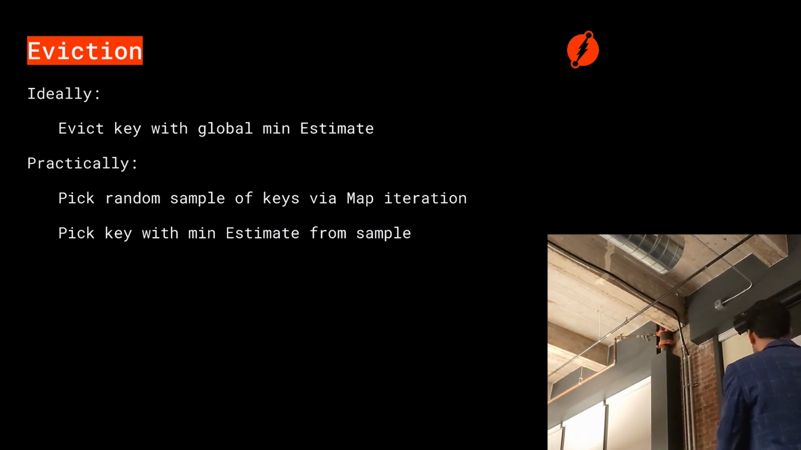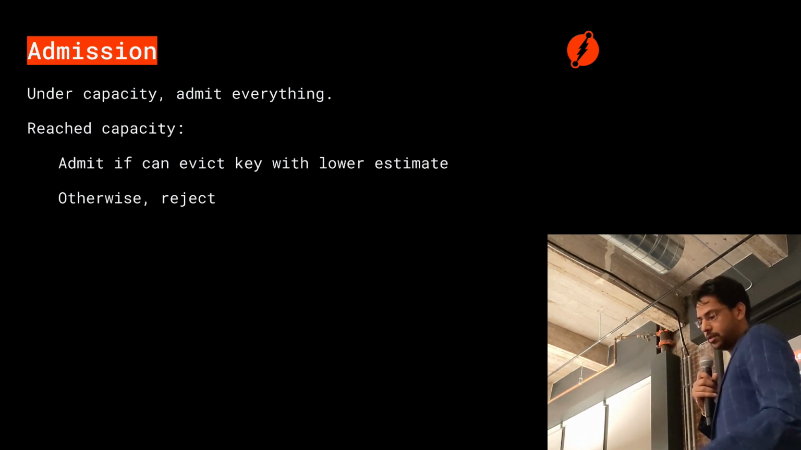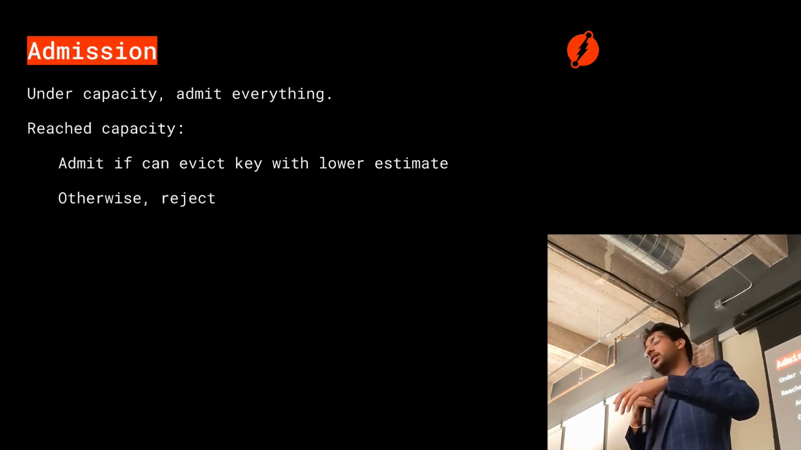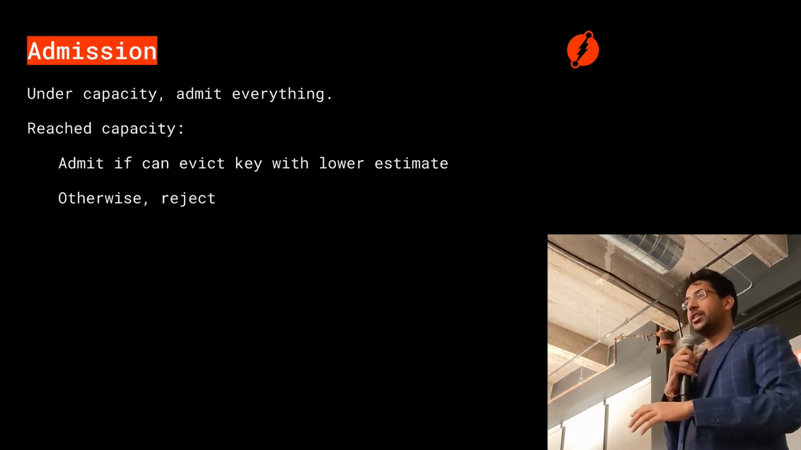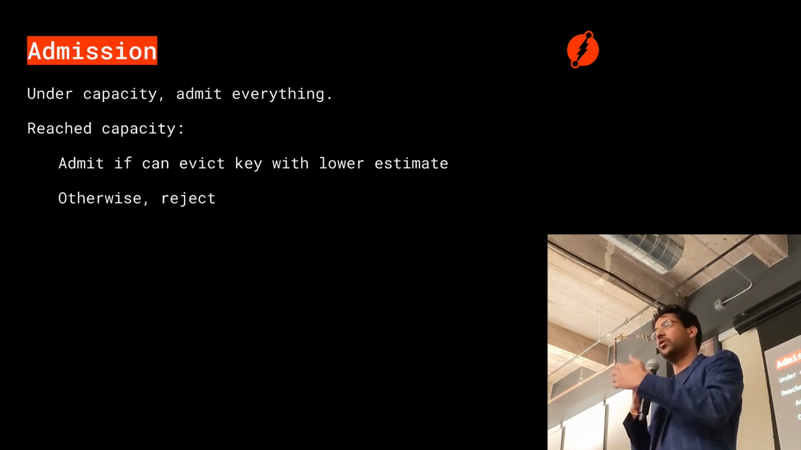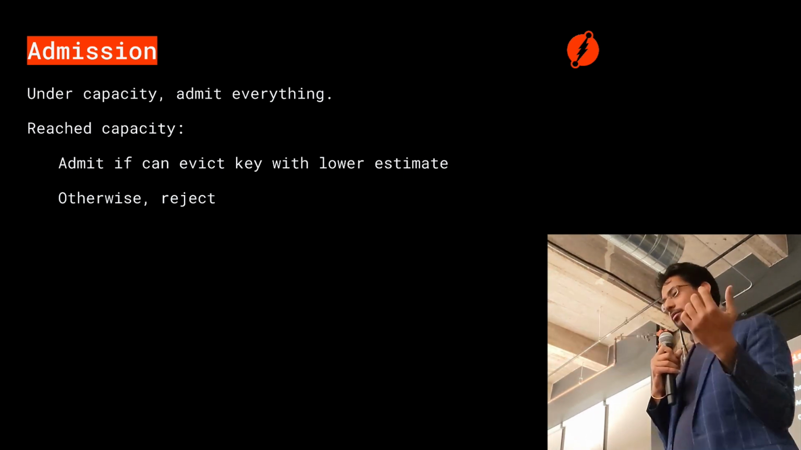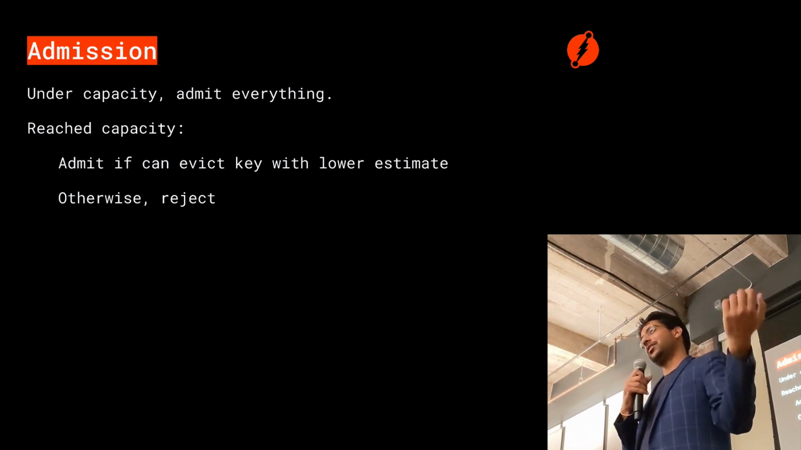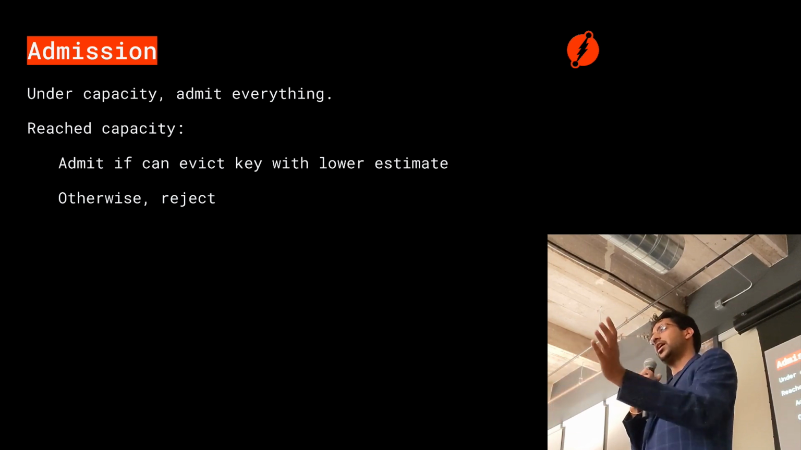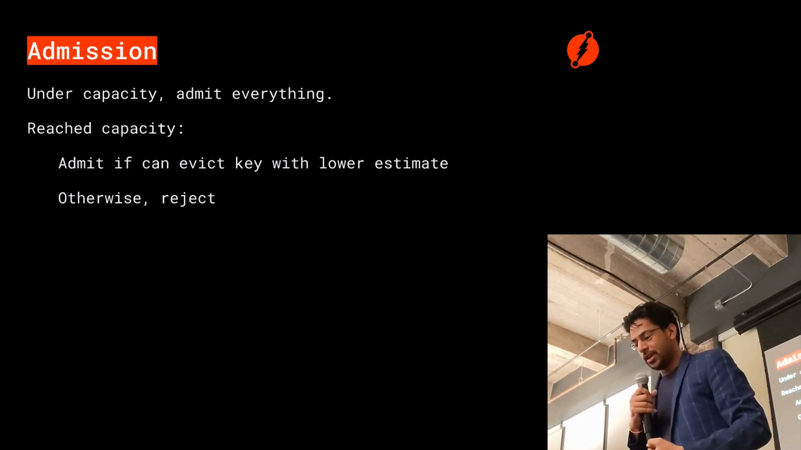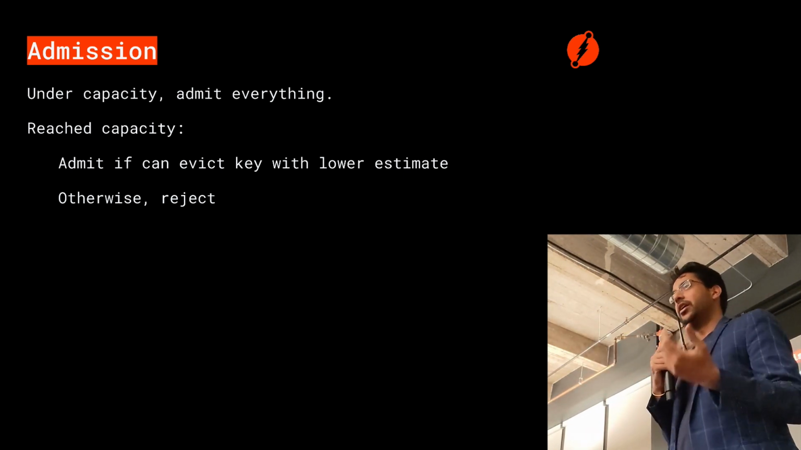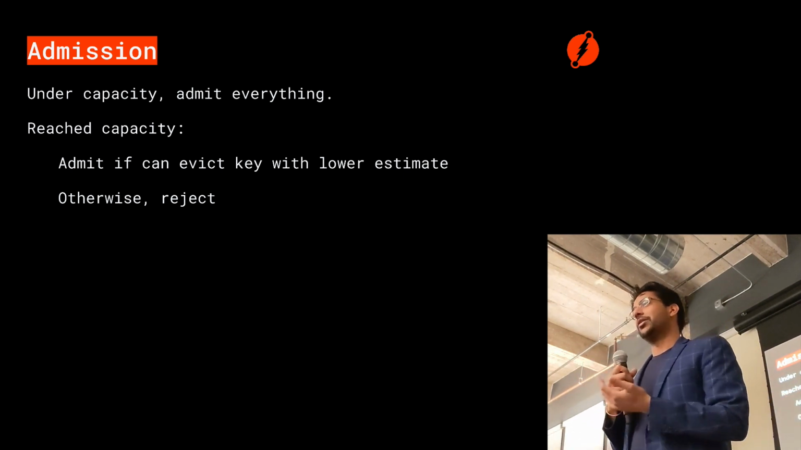And we'll get the minimum estimate from there, and we compare it against the incoming key's estimate. If the incoming key has a higher estimate than this key, then we will let the incoming key be stored. Otherwise, we will reject the incoming key. So we didn't have to look through the entire map. We just looked at 5. We picked the minimum out of them, compared it against the incoming. If the incoming is better, we accept it and evict the other one. Otherwise, we reject the incoming. And so that's admission and eviction. And if the cache is under capacity, then we just admit everything because hey, why not?